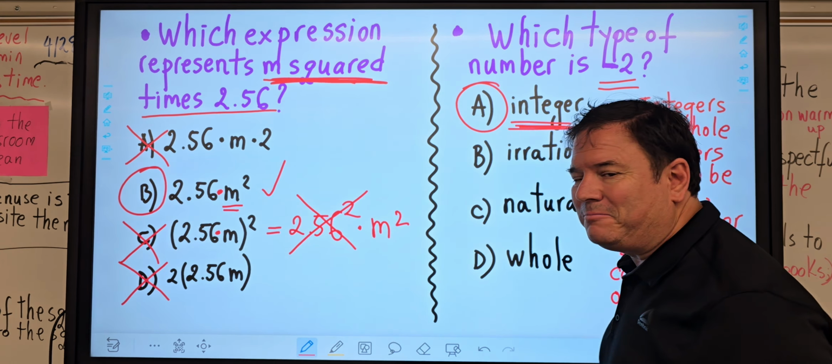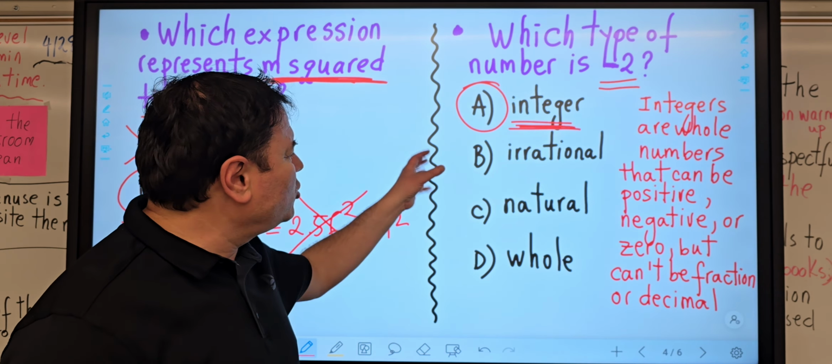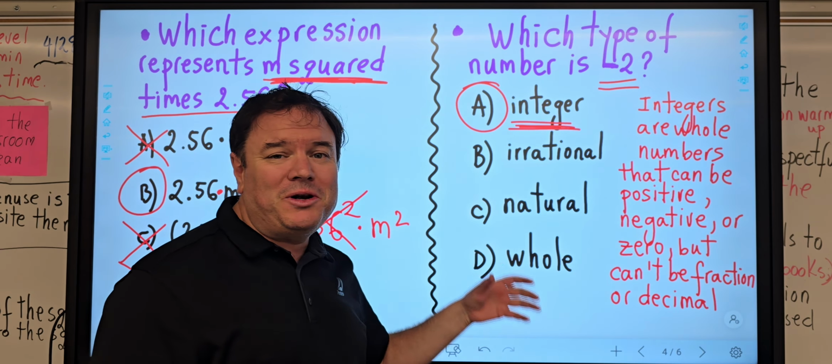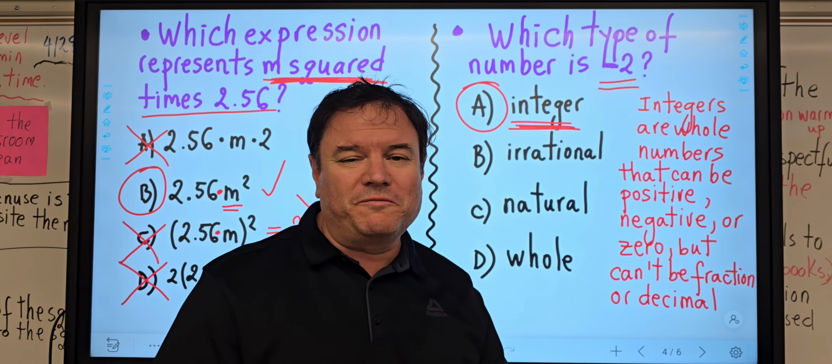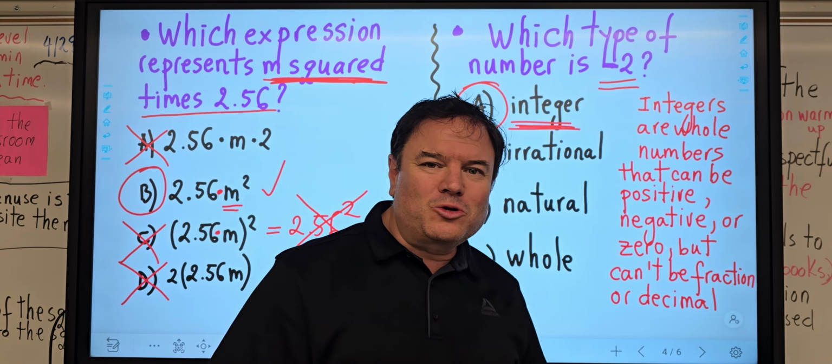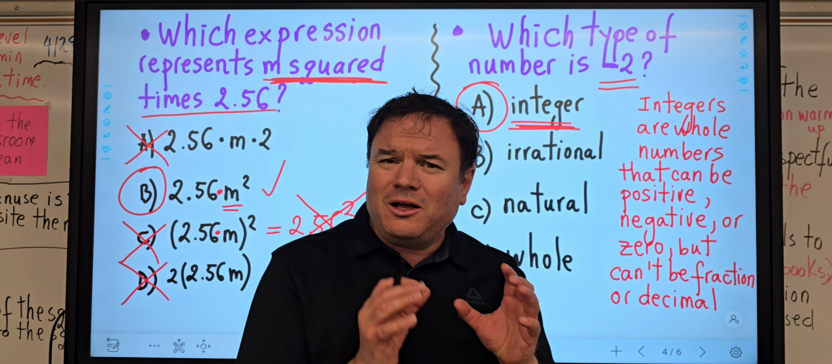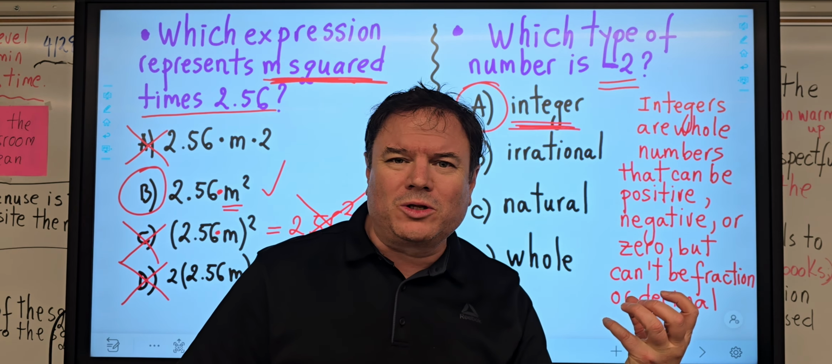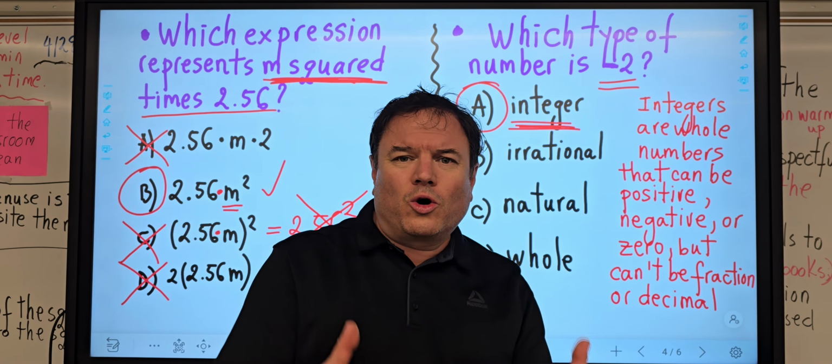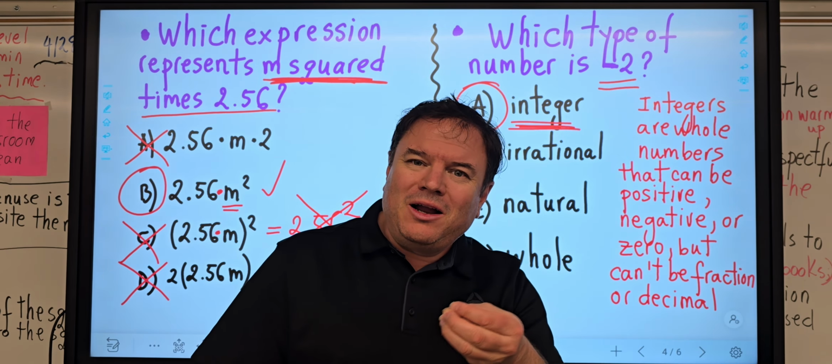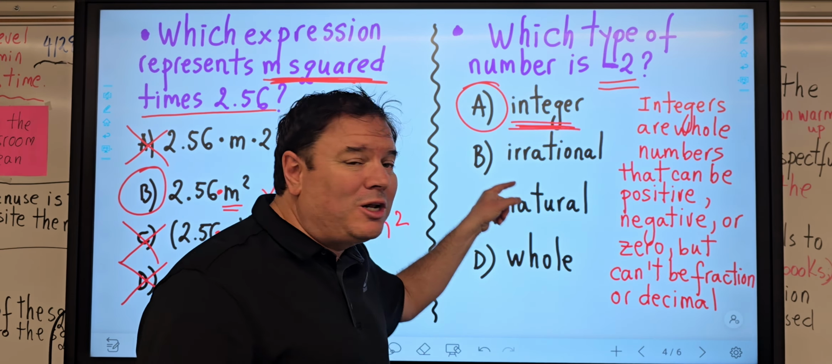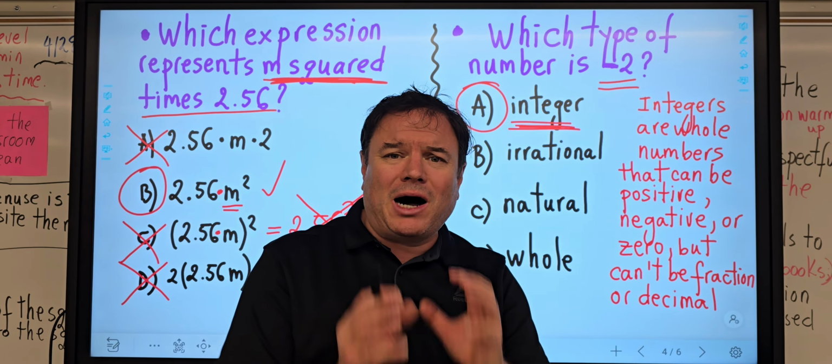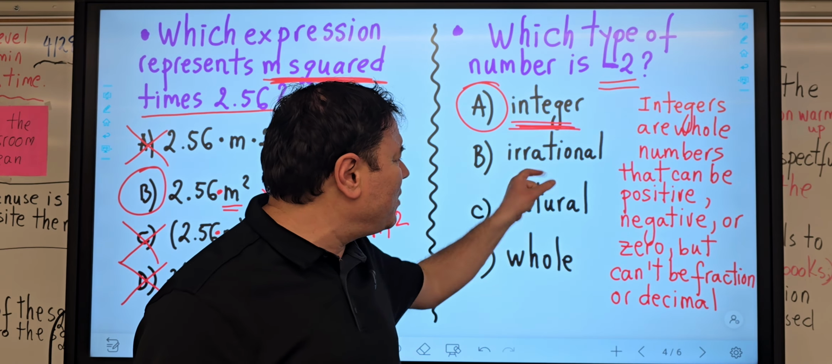Let's also take a look at option B. What is an irrational number? An irrational number, for example, is like the square root of 2, square root of 3, square root of 5, and so forth. Those are numbers under the square root that cannot come out of the square root. It's not like 4. The square root of 4 is 2, so that cannot be irrational. Only the numbers that cannot come out of the square root are called irrational numbers.